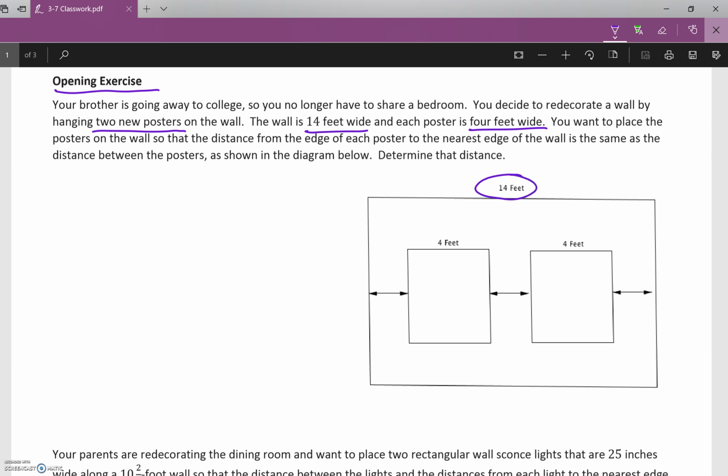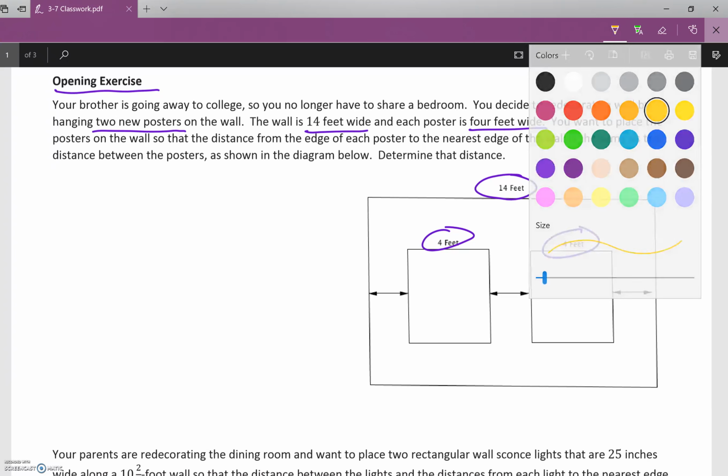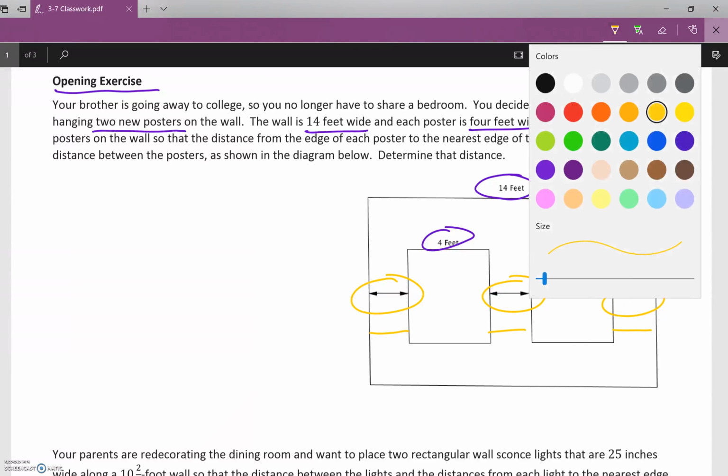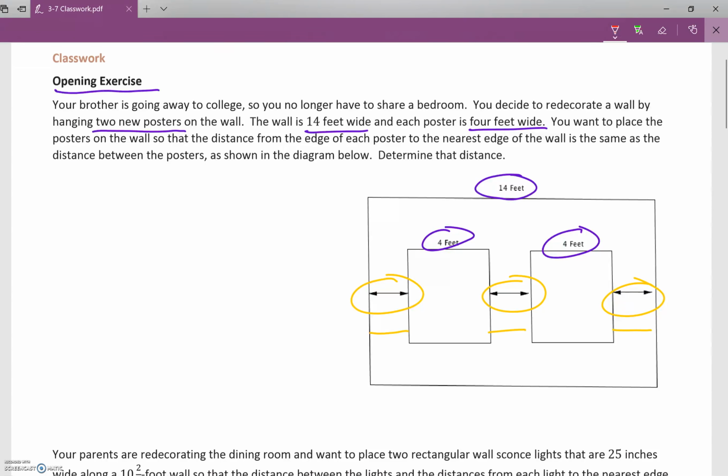We see that the wall is 14 feet long. We see that each of these posters is 4 feet. And what we don't know are these distances between the posters and the walls and between the 2 posters themselves. What we do know is that those distances are all the same. So our unknown is distance, or the spacing between the posters. It's an unknown.